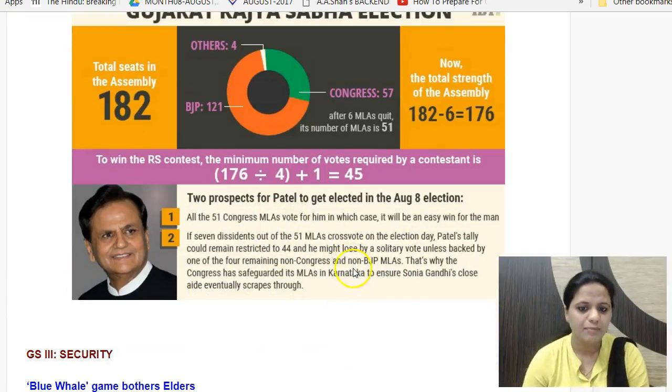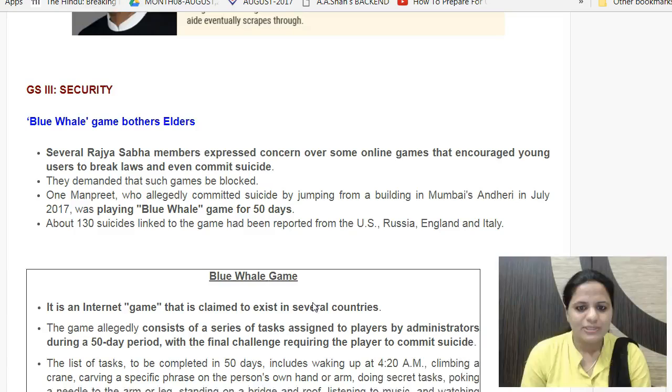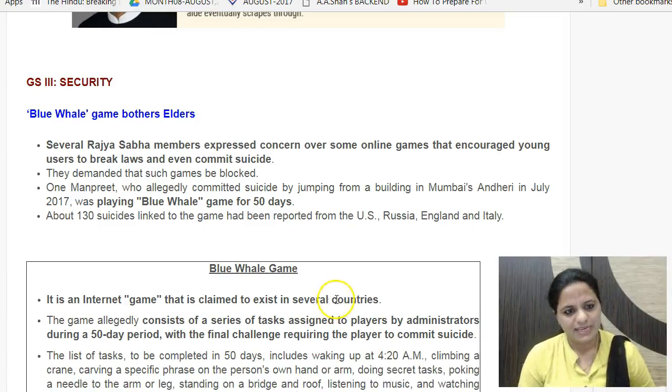But since decisions are taking place, we have also seen that Congress is safeguarding its MLAs from poaching by having all of them, safeguarded, sent to Karnataka. So all this political news has been in newspapers as such too. So then next we go ahead to the next news item.